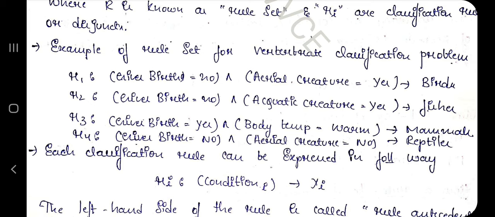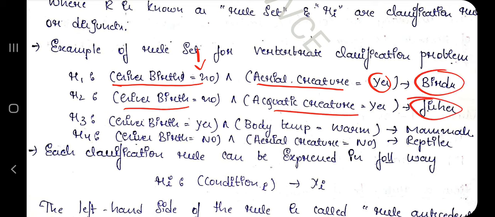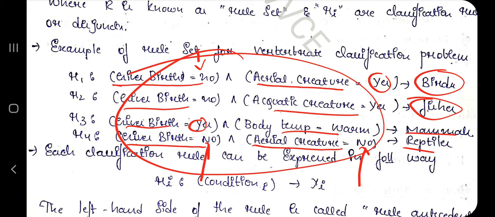So rule one is, if it does not give birth, and it flies in the air, which is an aerial creature, yes, then it is a bird. If it does not give birth and it is an aquatic creature, then it is a fish. If it gives birth and its body temperature is warm, it's a mammal. If it does not give birth and it is not an aerial creature, then it's a reptile. Okay, so we have our rules here. We'll be using these rules to classify.